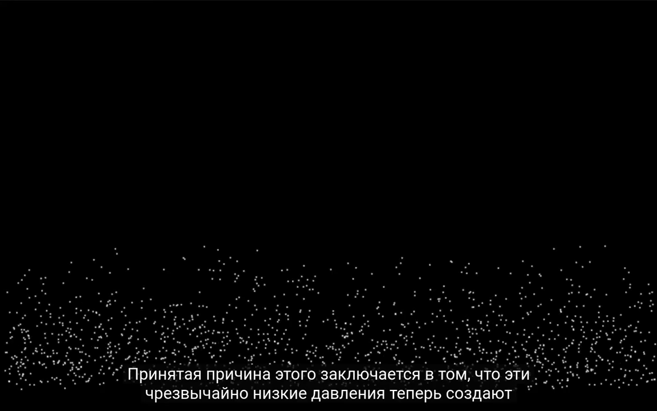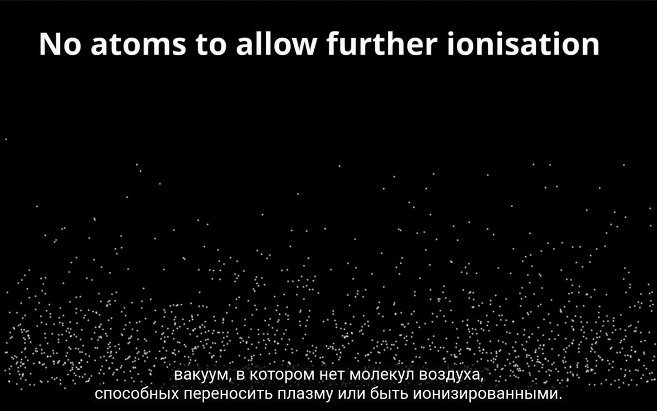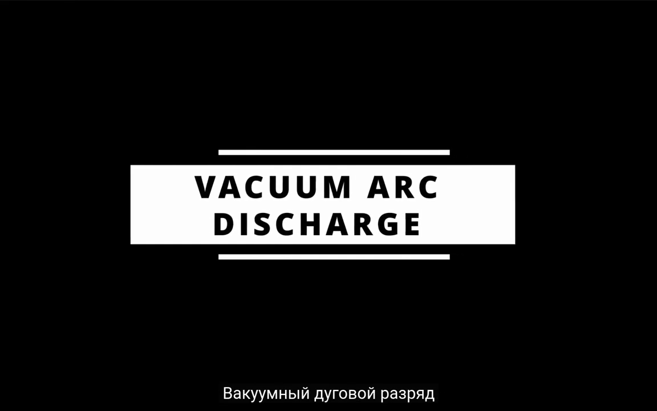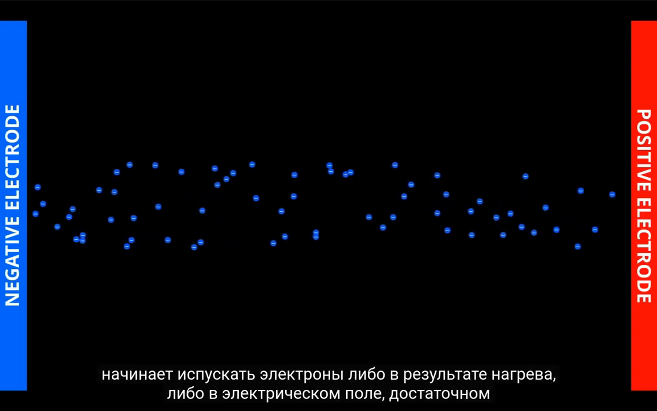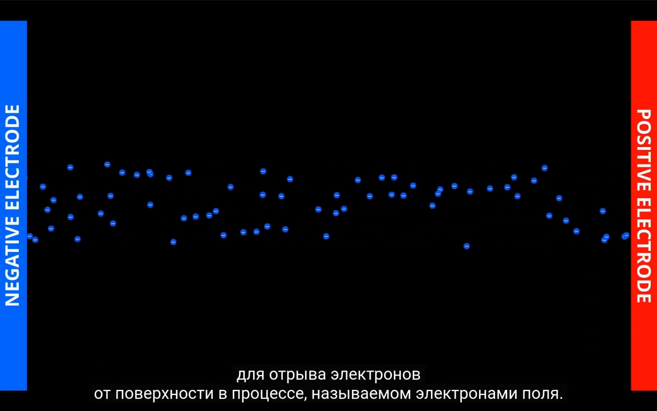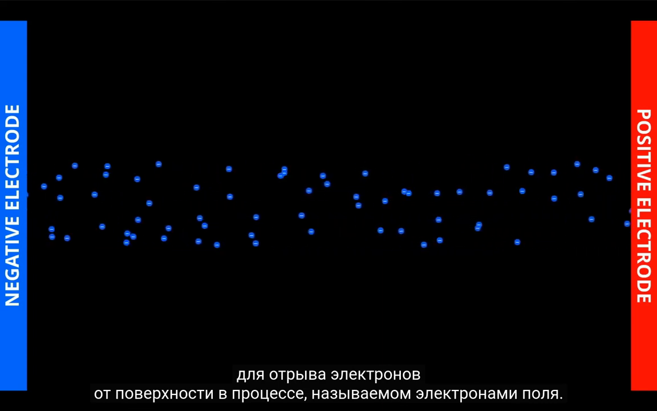The accepted reason for this is that these extremely low pressures are now creating a vacuum where there are no air molecules capable of transporting the plasma or being ionized. Any observed discharges beyond this point are likely due to other phenomena such as vacuum arc discharges. Vacuum arcs can arise when the surface of a metal electrode in contact with a good vacuum begins to emit electrons, either through heating or in an electric field that is sufficient to cause the electrons to be ripped away from the surface in a process called field electron emission.